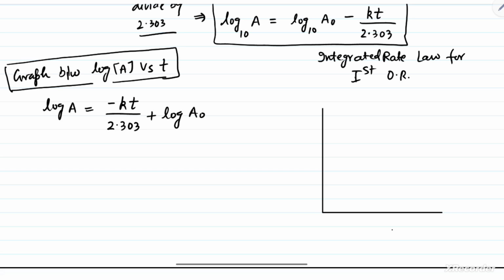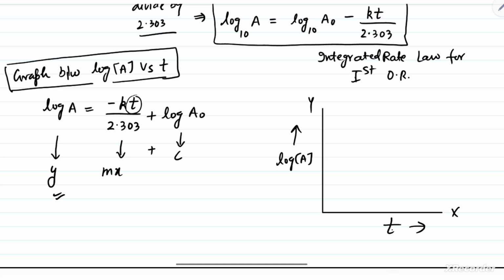Now compare this with the straight line equation, y is equal to mx plus c. So what is the value of c? Log A naught. That means some positive value on the y-axis. On the y-axis we have log A, and on the x-axis I'm plotting t. Now what is the value of m? You can clearly identify minus k by 2.303. This question comes in multiple choice.